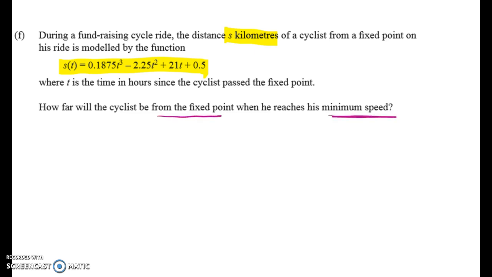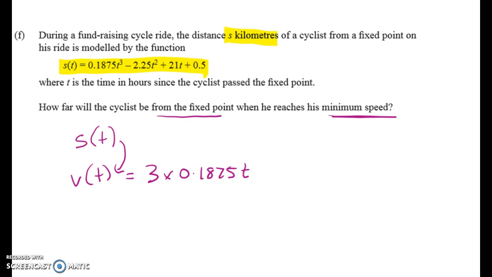This is a nice question that just tests whether students understand what's going on with kinematics. We start off with displacement, or distance from the fixed point, and we differentiate to work out speed. So I'm going to do that now. V of t will be 3 times 0.1875 t squared minus 2 times 2.5, which is 4.5, so 4.5t plus 21.